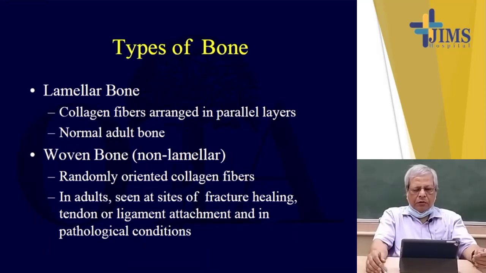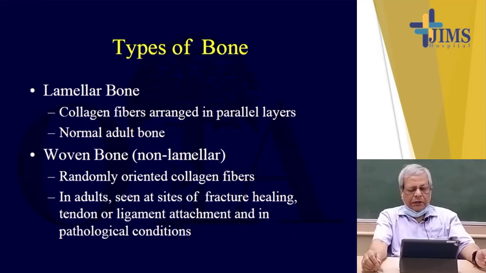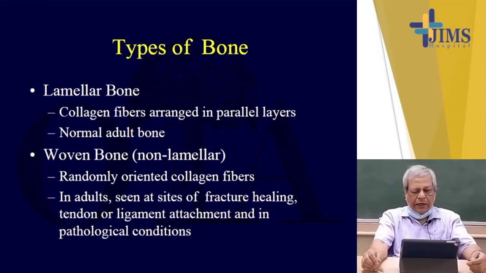There are two types of bone. Normal adult bone is called lamellar bone. Lamella means collagen fibers are arranged in parallel layers. That is a normal adult bone, lamellar bone. There is another type of bone which is formed, called woven bone, which is non-laminar. It consists of randomly oriented collagen fibers, in adults seen at sites of fracture healing, tendon or ligament attachment, and in pathological conditions.